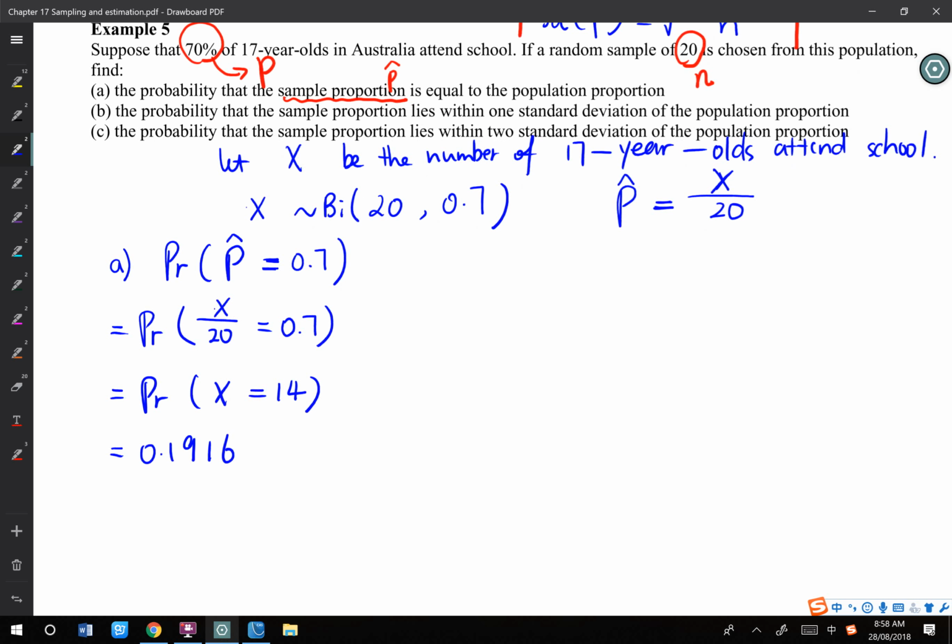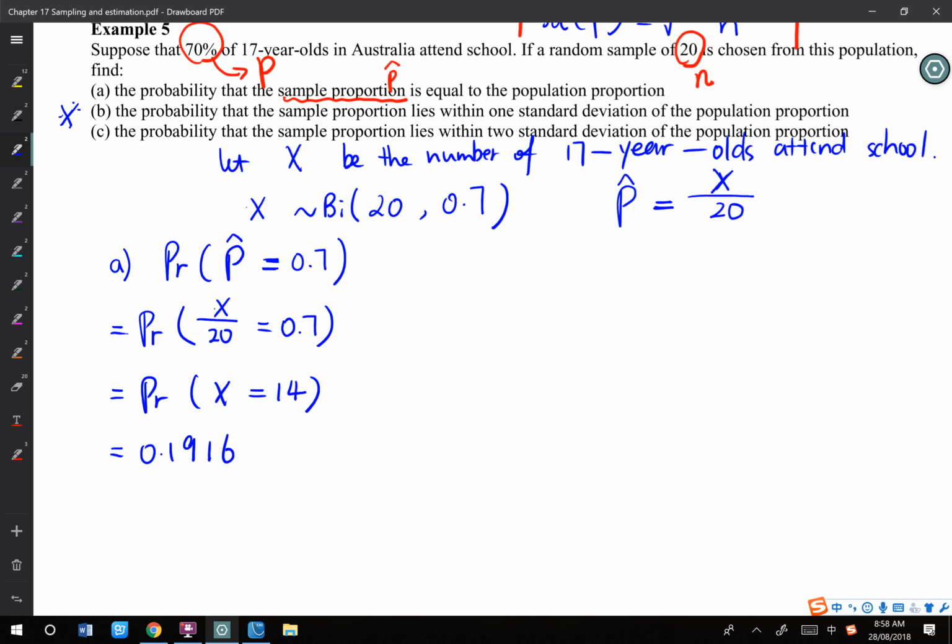Any questions for this one? If it's a p hat equals x over n question, you always convert the p hat into x and then do the calculation. Okay, next one is a very typical question and it's a very important type of question. The probability that the sample proportion lies within one standard deviation of the population.